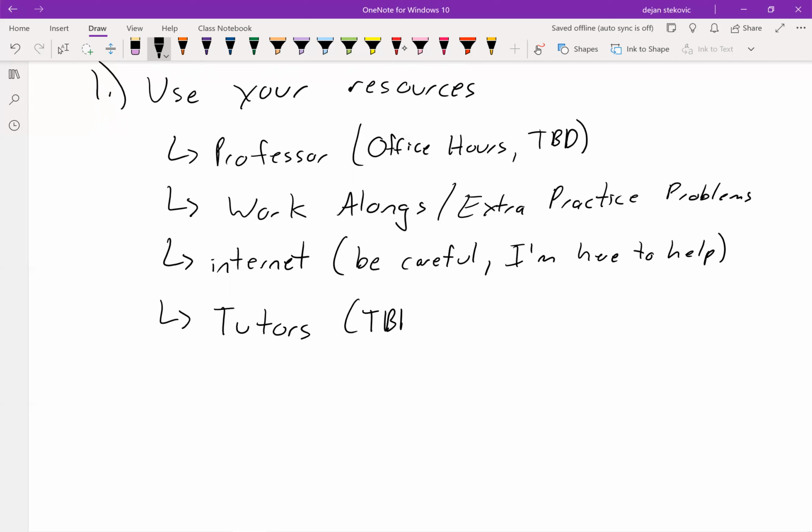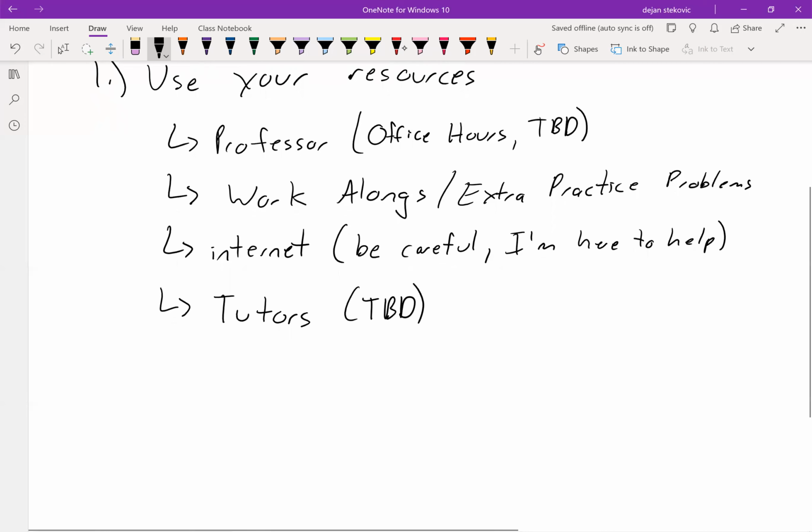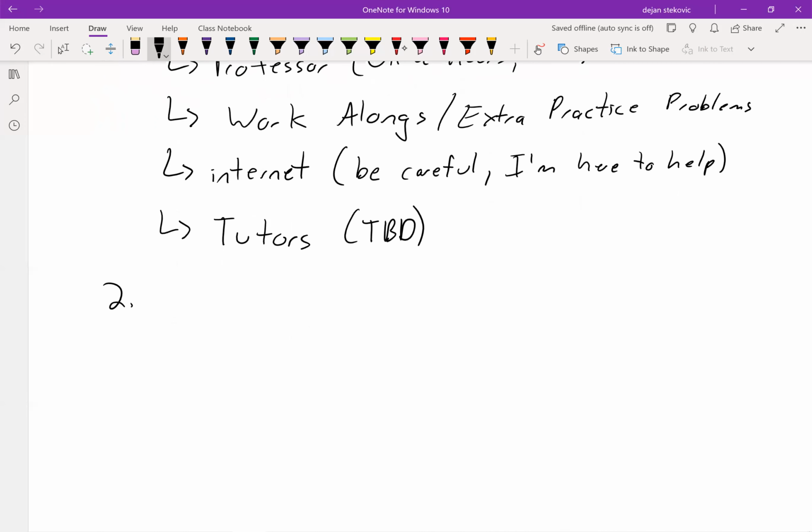These will be to be determined. Usually the tutoring schedule comes along the second or third or fourth week of the semester. As soon as those are available, I'll go ahead and post them to Canvas so you'll know them. So that's tip number one, use your resources. Tip number two is to pace yourself.